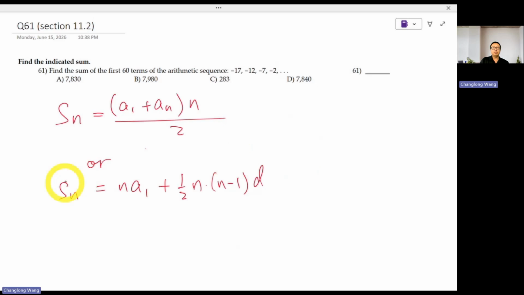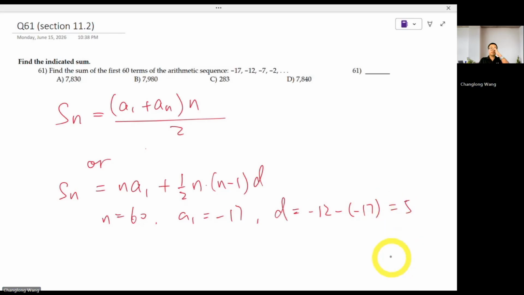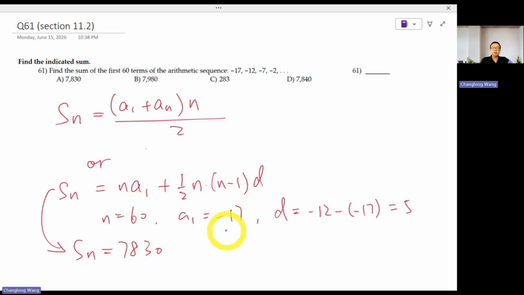So now in this case, I think maybe the second formula is better, since you know exactly what the number of terms is. So n is 60, a1 is -17. The common difference is -12 minus -17. Notice the sign flip, so it'll be 5. Okay, so then just plug it in, and 61 is going to work out as 7,830. Okay.